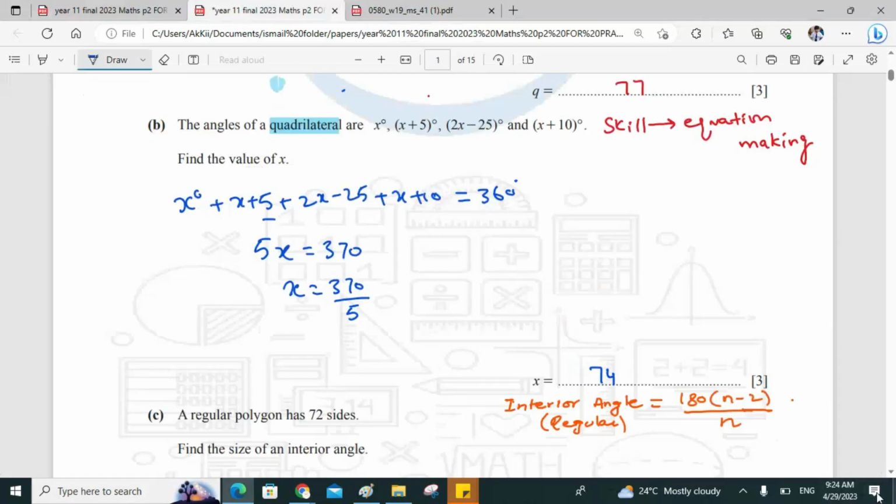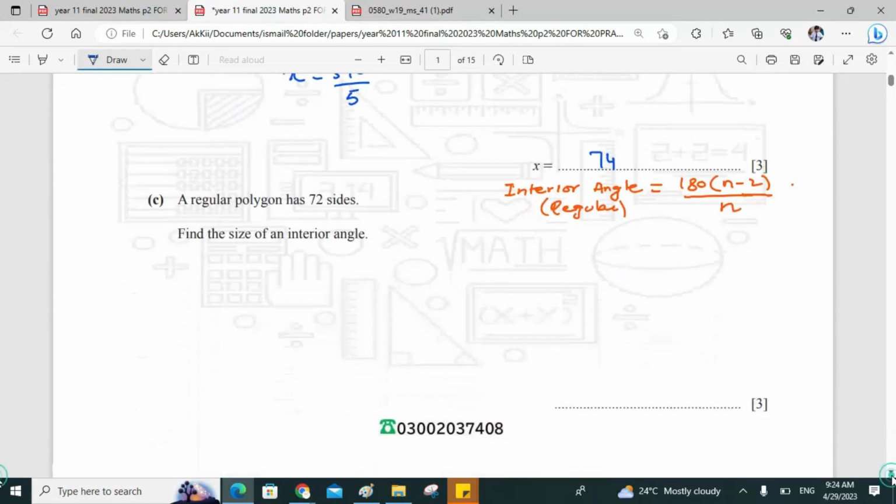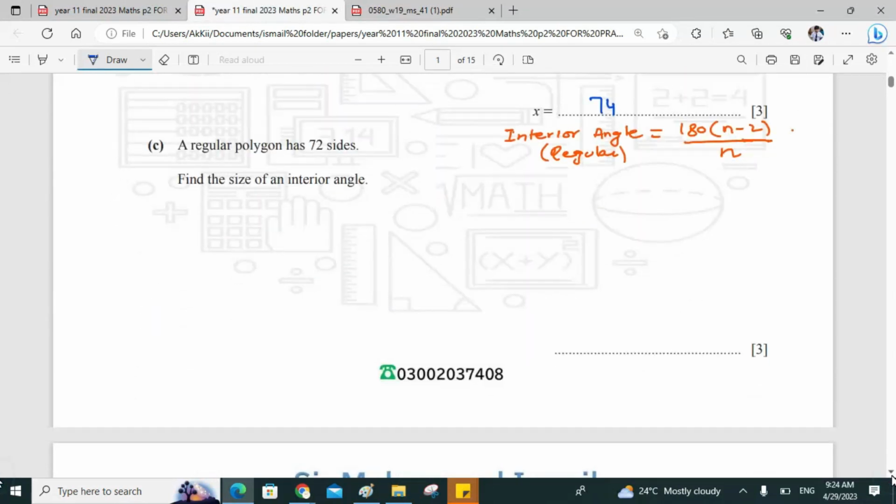Okay. Look at this one. The regular polygon has 72 sides. Find the size of an interior angle. Now for this it could be any regular polygon, right? It could be any regular polygon.